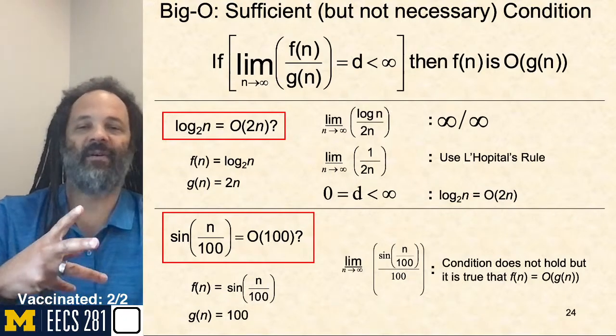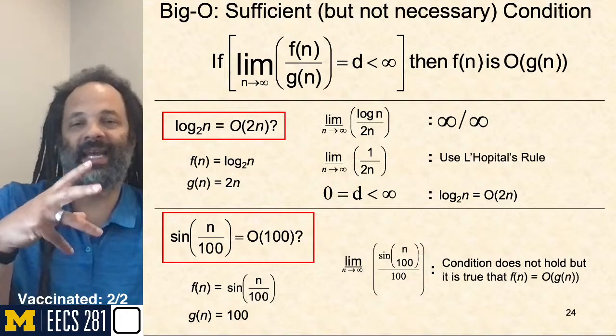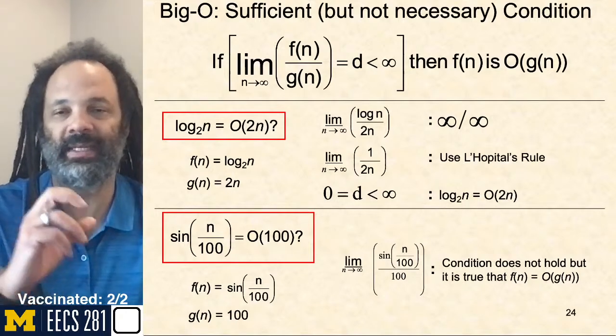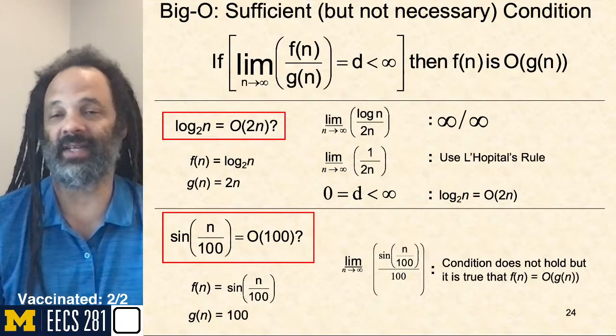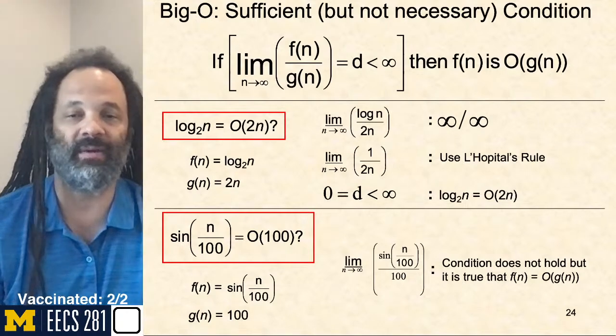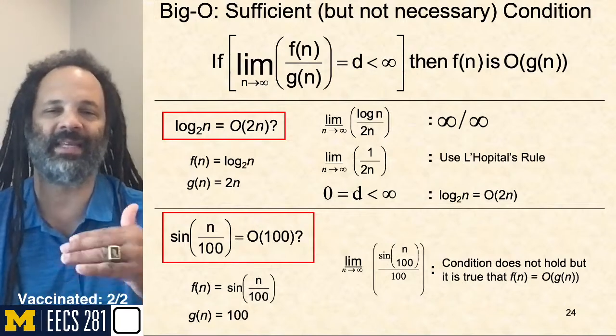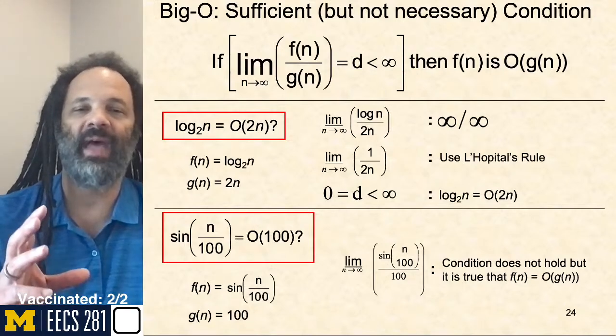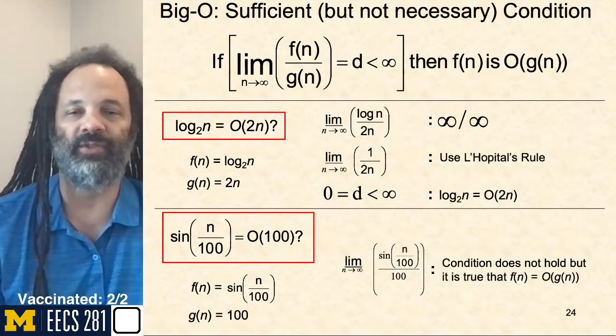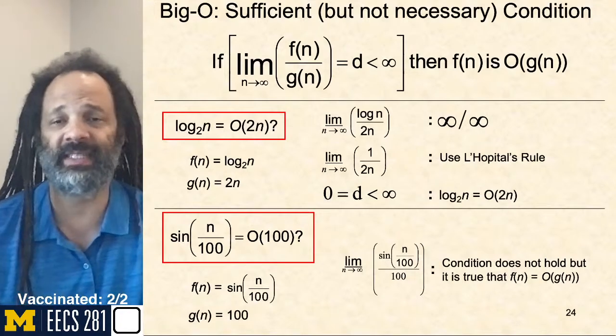So here I've got f of n divided by g of n. I take the limit of that as n goes to infinity, equal to d. As long as d doesn't go to infinity, it could go to 4, it could go to 4,000, it could go to 1.8, I don't care. As long as it goes to something that's constant, then I can say that f of n is big O of g of n. Here's a couple of examples of that.